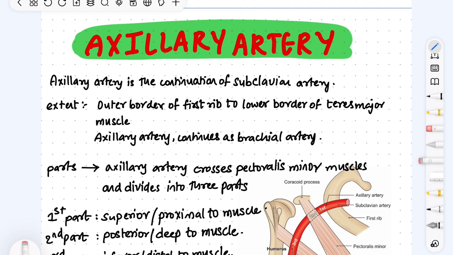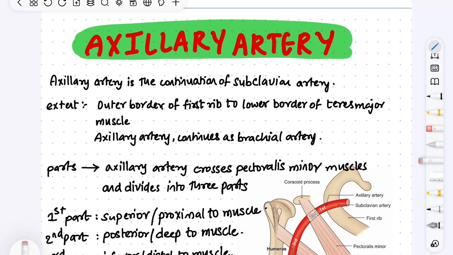In today's video, we'll be discussing the axillary artery. Axillary artery is mostly asked as an SAQ in our exams, and in this video, we'll be talking about the parts of the axillary artery, the branches of axillary artery, as well as the relations of axillary artery. As you all know, the relations of axillary artery are a bit tough or a bit confusing, but let us try to understand the relations in an easy way.